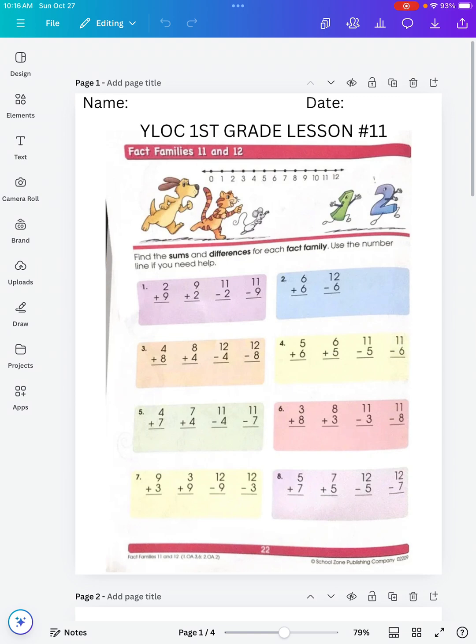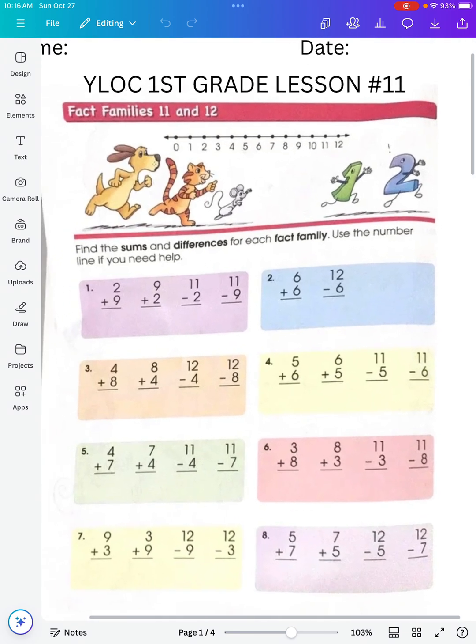Make sure you write down your name and the date. Okay, it says fact families 11 and 12. Find the sums and differences for each fact family. Use the number line if you need help. So for this one, we'll be using the number line since we're doing it together. Okay, so question number 1.